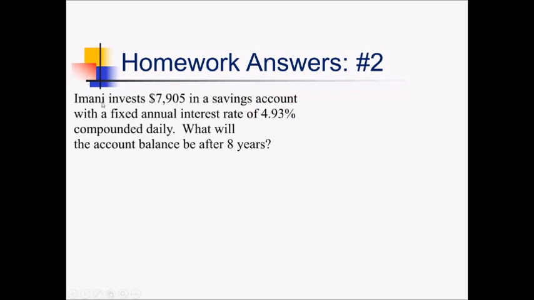For this problem, we have Imani investing $7,905 in an account with 4.93% interest, not too shabby, compounded daily. We want the balance after 8 years. Since we're not compounded continuously, we use PB to the T. For my B value, I've got 1 plus my interest rate of 0.0493. And we're compounding daily. So how many times a year is that? 365, unless it's a leap year. We'll assume it isn't. And then we raise that to the 365.